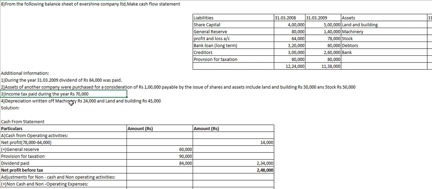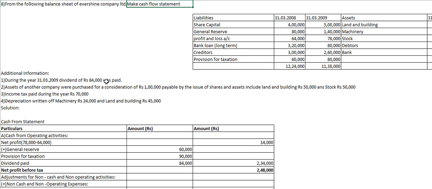Income tax paid will be shown up in your ledger accounts, and you will show it up in your income tax paid to calculate your net cash from operating activities. Depreciation written off for machinery is 24,000, and for land and building it is 45,000. So you will show it in their ledger accounts, and you will add it in order to show your non-cash expenses.